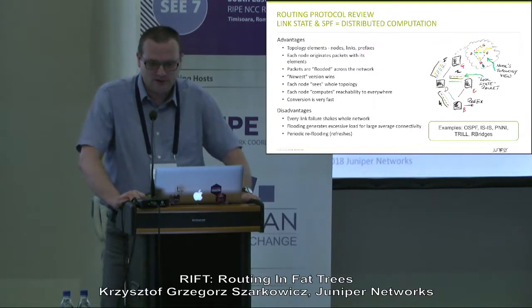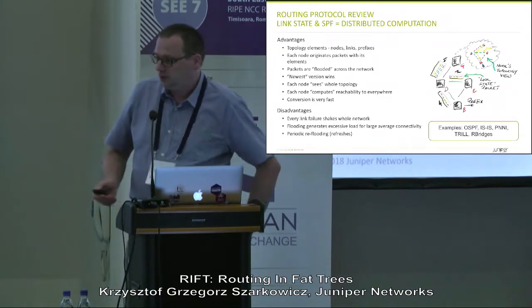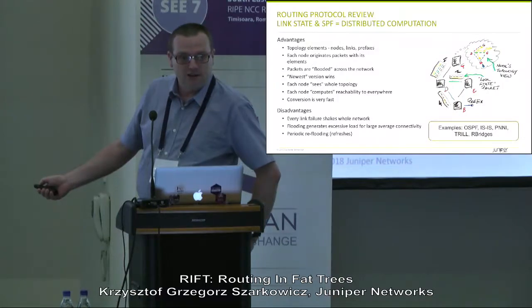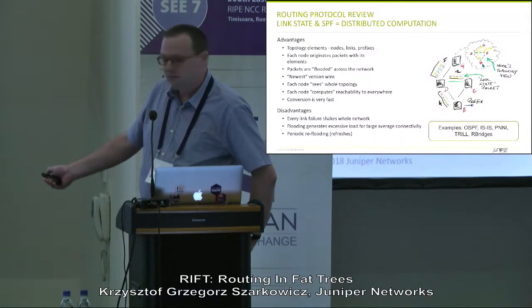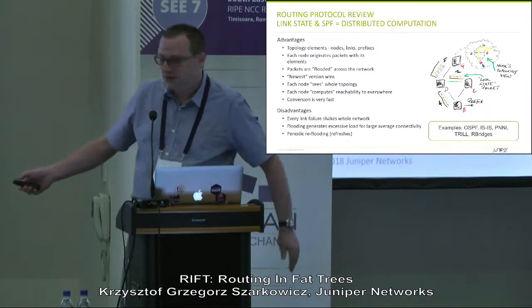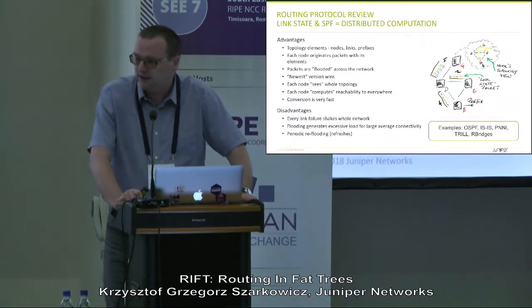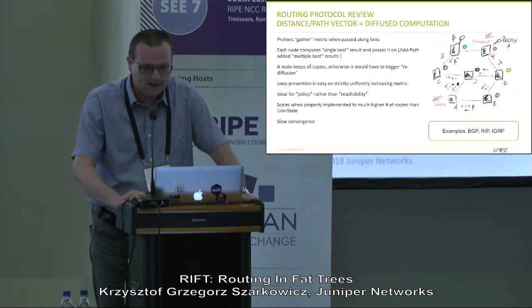What are the examples of routing protocols that use this concept? Very typical ones that we use currently in the network: OSPF, IS-IS. In the ATM world we used PNNI. In L2 we have TRILL or RBridges, not very frequently used, but OSPF and IS-IS are basically what you have today.